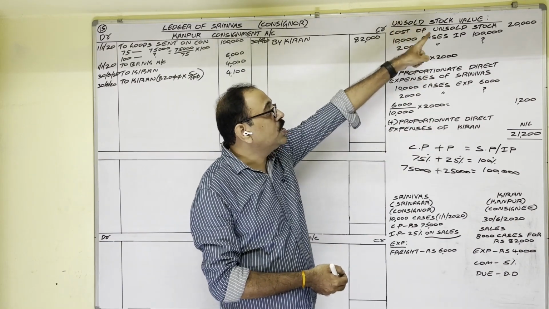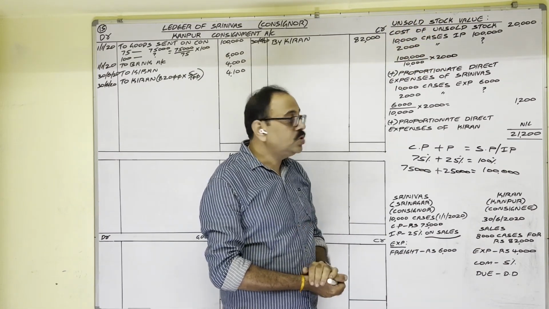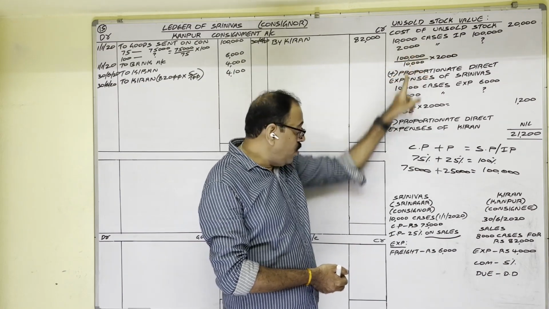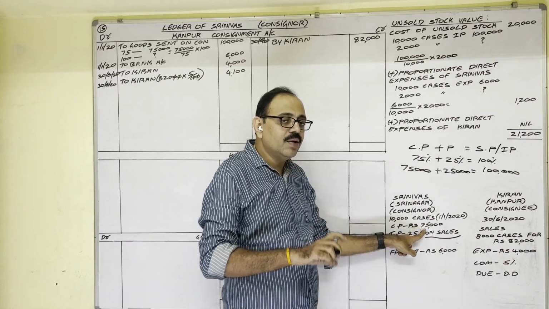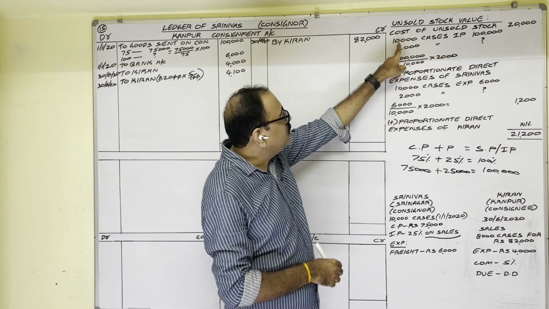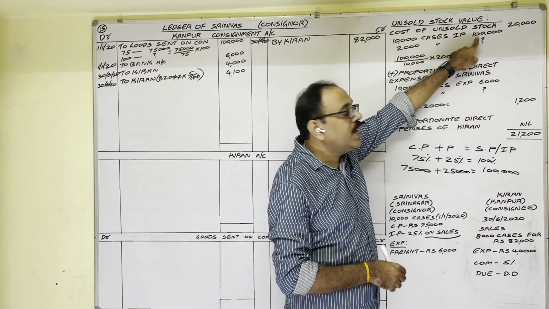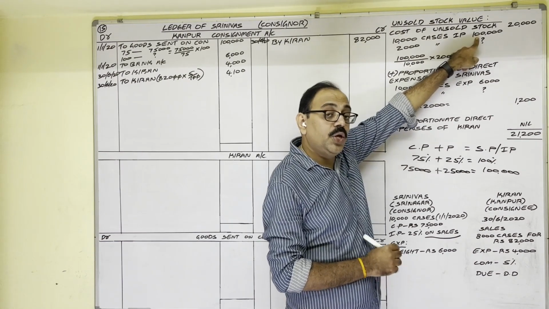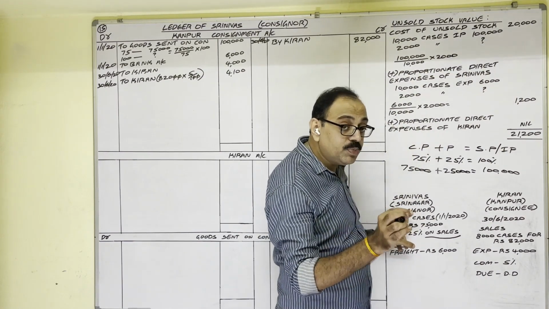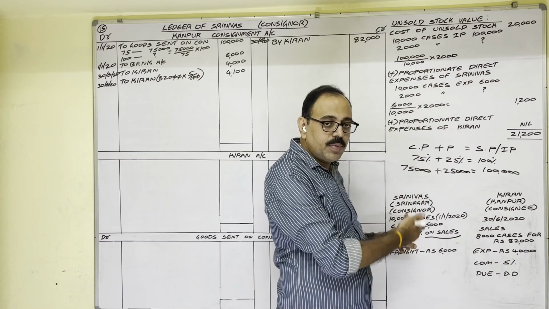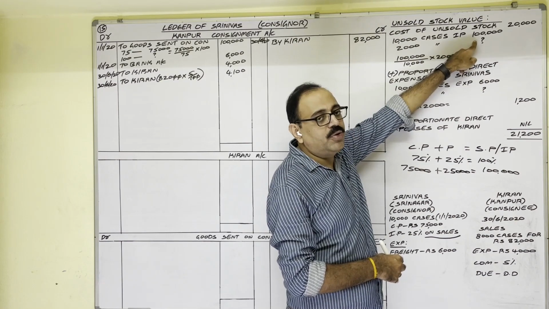Heading is unsold stock value. So cost of unsold stock. How many cases are unsold? 2,000 cases. We know 10,000 cases cost 75,000. Based on that we can calculate 2,000 cases cost. See the question. On 10,000 cases, if invoice price is 1 lakh rupees. Why invoice price? You know, while calculating unsold stock, cost price means at invoice price only we should take that, because in this problem invoice price is given. So on total goods sent, invoice price is 1 lakh rupees.